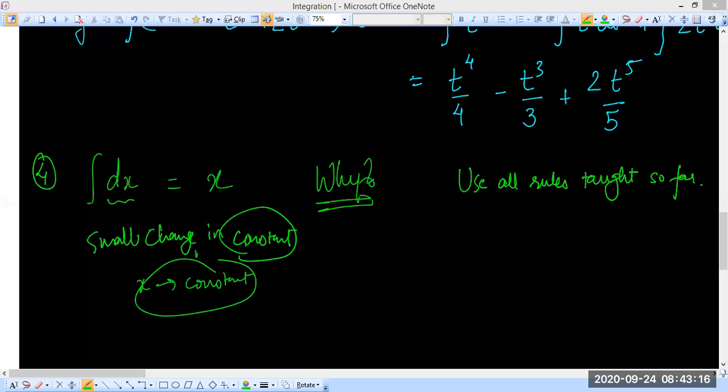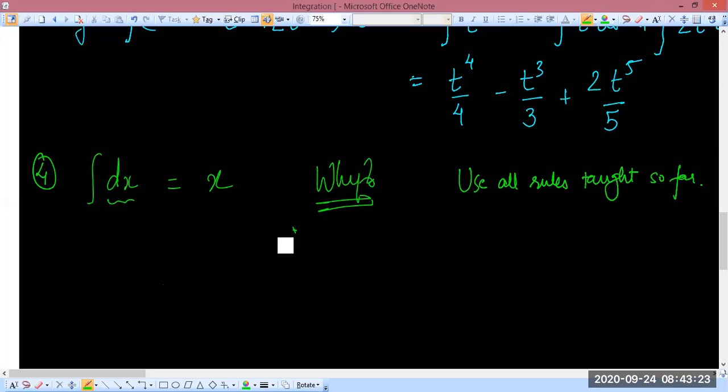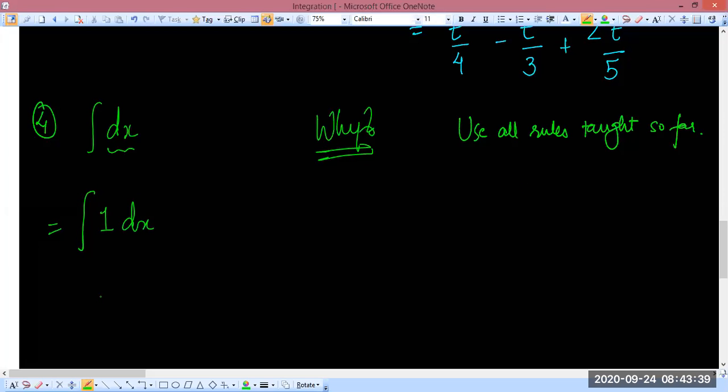Okay, everyone, this is how it can be proven. Have a look. First of all, I'm sure all of you will realize that 1 into dx is dx, right? I don't think anyone has any problem with that. 1 into dx is dx. But 1 means x raised to 0, isn't it? I hope you know that some number raised to 0 is 1, right?